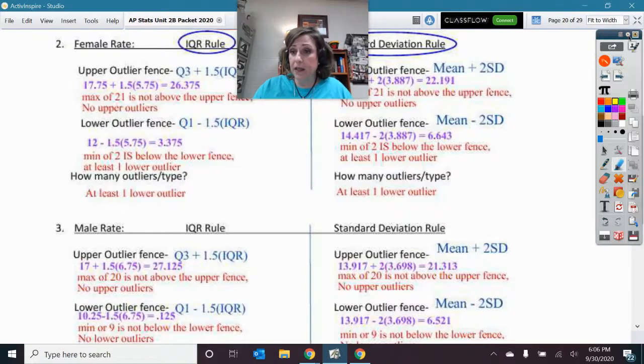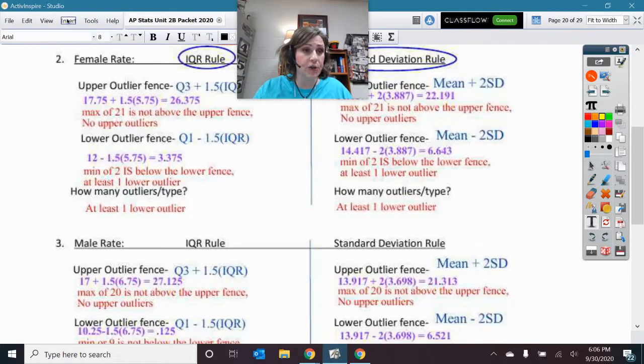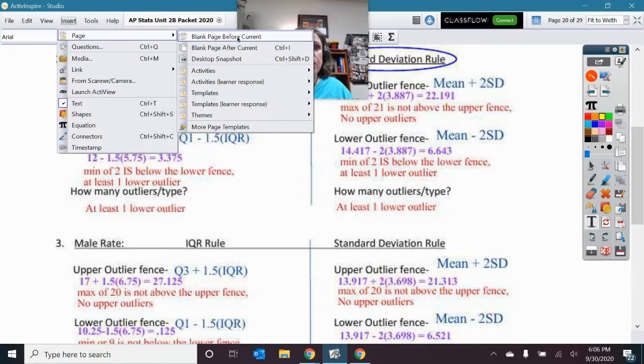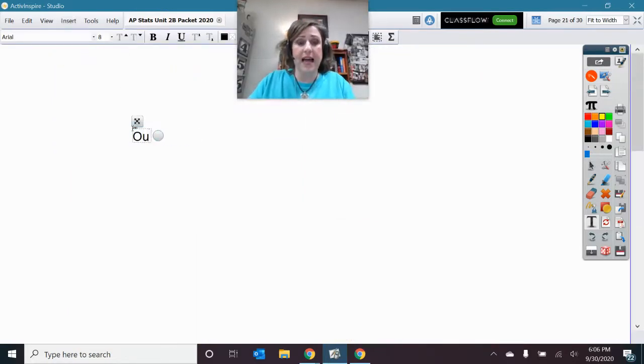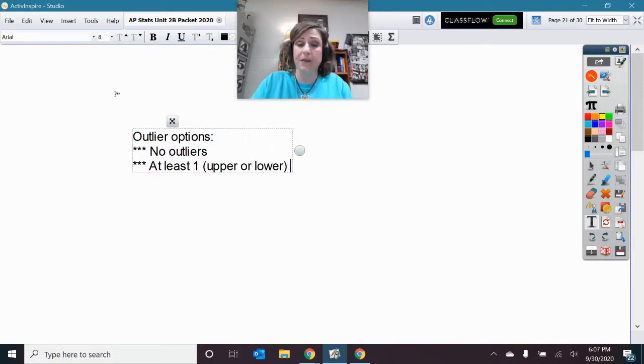So I did want to mention something that some students had asked during class today. Okay, so here's typically what we're going to have as far as the outlier options, whenever we're looking at those minimum and maximum. One of the options is that you may have no outliers. Okay, so you had no upper outliers or lower outliers. The other option is you may have at least one, and then this would be an upper or a lower, whichever one it ended up being, outlier. And so what that means is on one side, there was not any outliers, but on the other side, the max or the min, whichever one it was, was outside of the fence. Well, you only know that one piece of data.